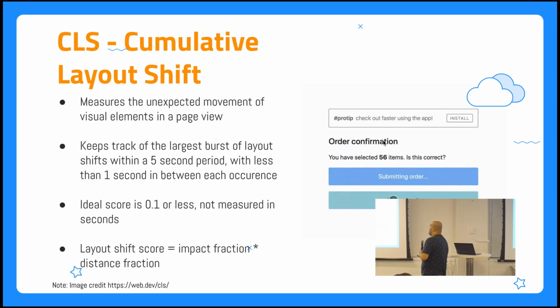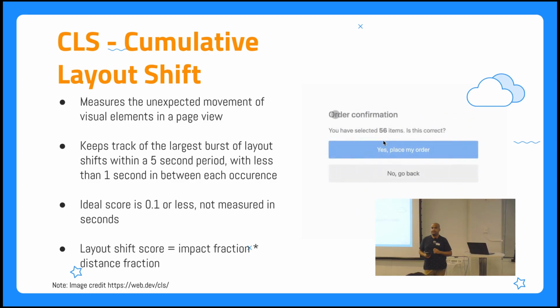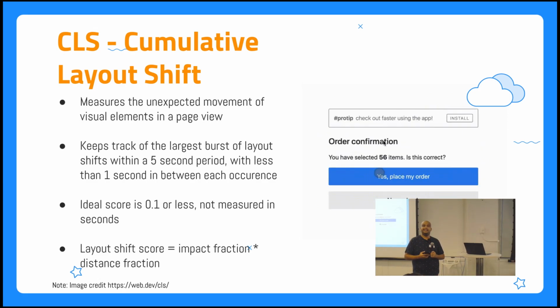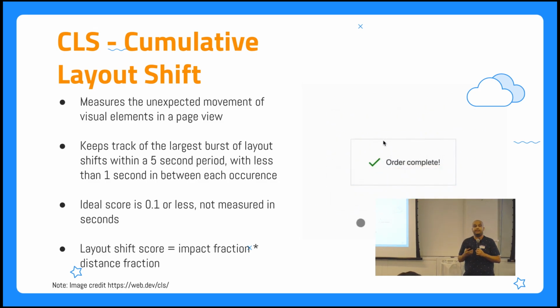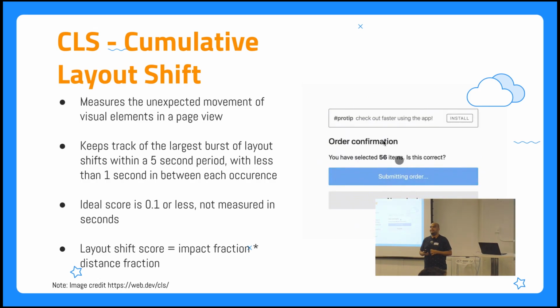It keeps track of the largest burst of layout shifts within a 5-second period with no more than a second in between. This is usually because it's the easiest way to find out what's most annoying within the first 5 seconds of a page load to a user. The ideal score is less than 0.1. This is not based on seconds.